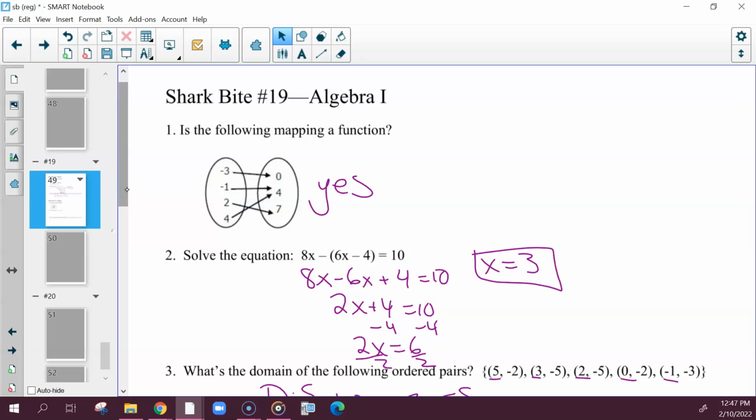Okay. For number 1, you needed to find whether the mapping was a function or not. The answer was yes. Each of the x's go to one y value, so that would be a function. For number 2, you needed to solve the equation. So distribute, combine like terms, start solving for x, and after you do that, x would equal 3.